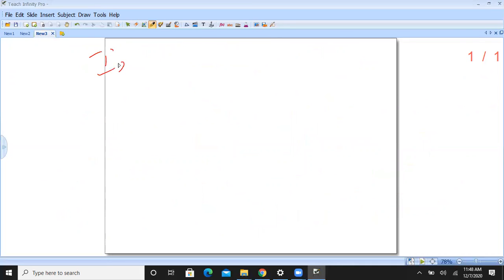IR is equal to XR minus 1, XR. So where R is the rth subinterval, IRth subinterval.